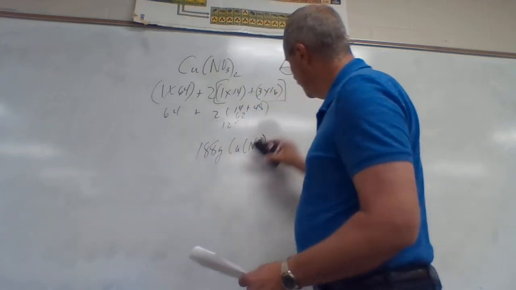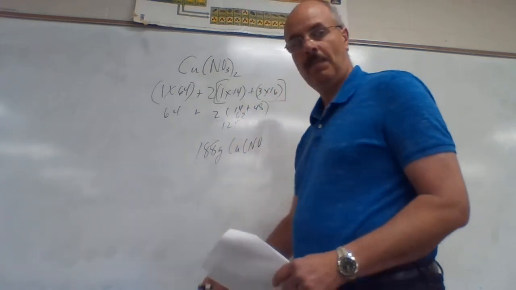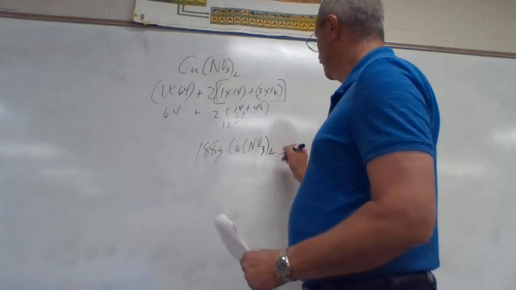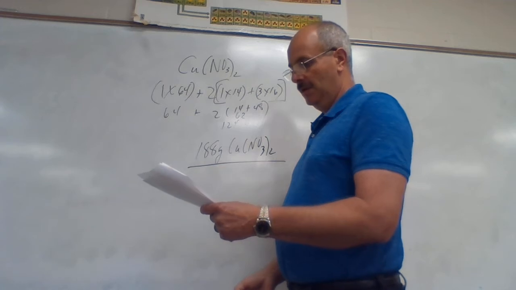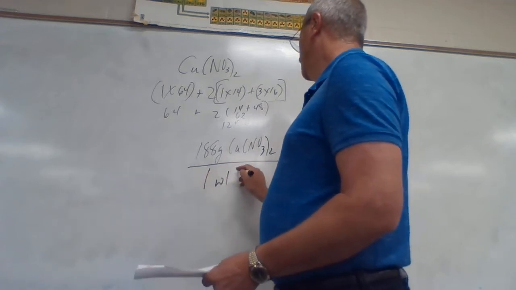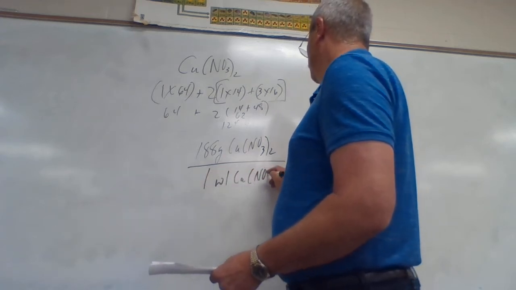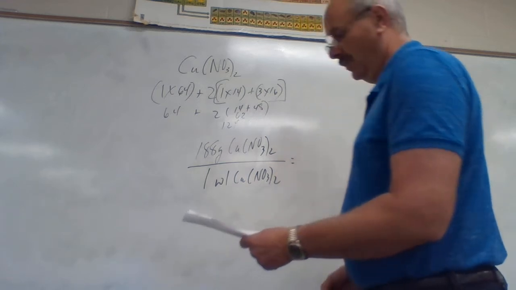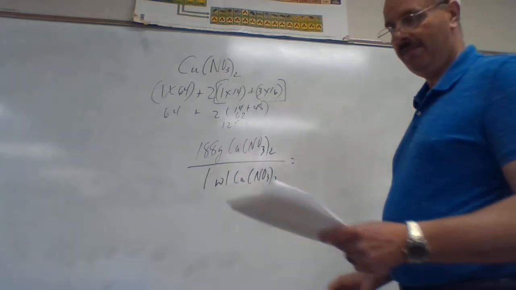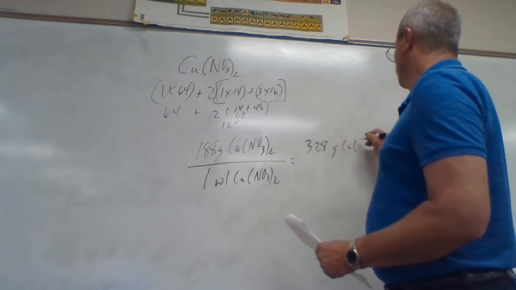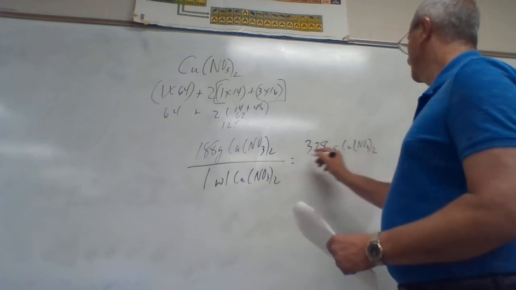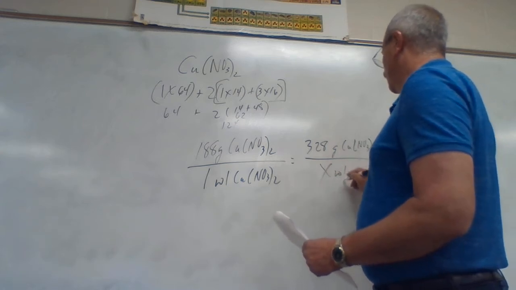Oops. I didn't do that right, sorry. Copper nitrate, there's no number out in front of it, so that's per 1 mole of copper nitrate. I'm going to go to the other side and say, well, I don't have 188 grams, I've got 328 grams of copper nitrate. And we want to find out how many moles X that is.